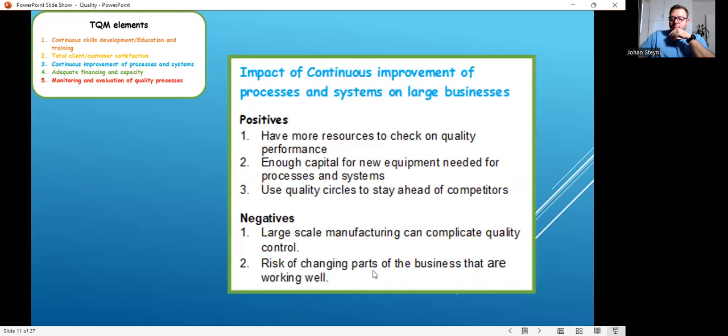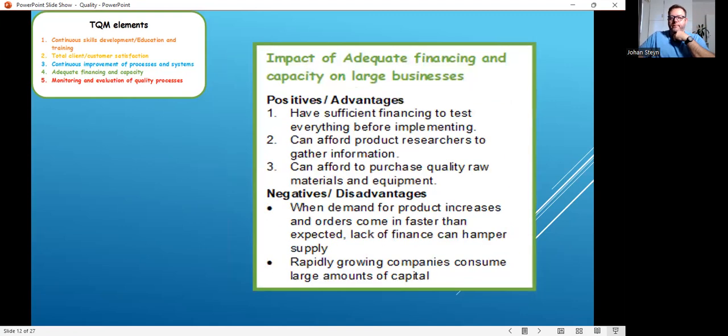Risk of changing parts of the business that are working well. So now why fix it if it ain't broke? If your accounting department works well, why do you want to change something? You're going to annoy the ladies in the office and they're going to get angry, and it's not a good thing. So keep things, it's the wisdom to decide what do I change and what not.